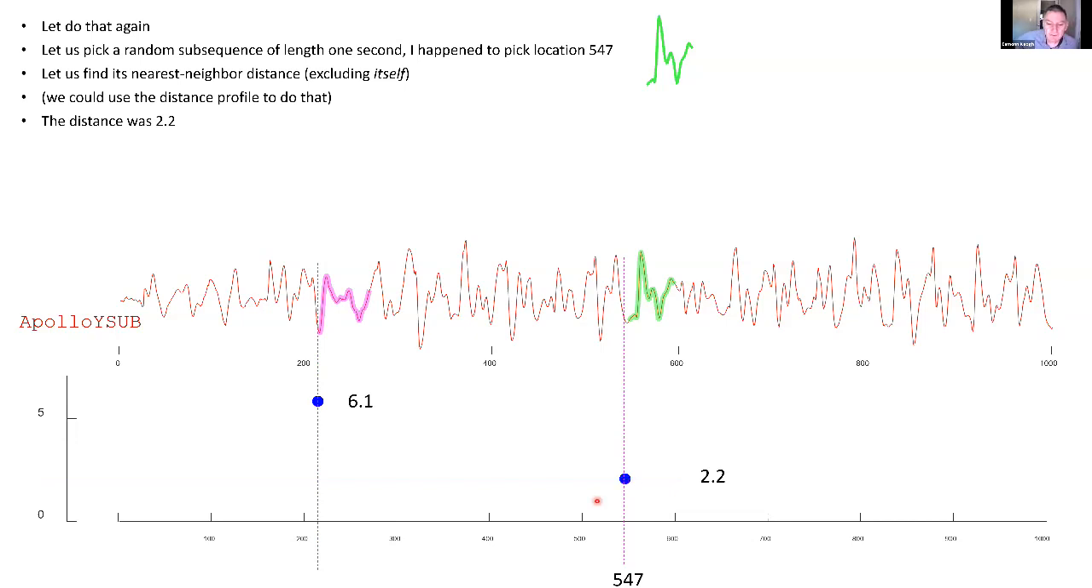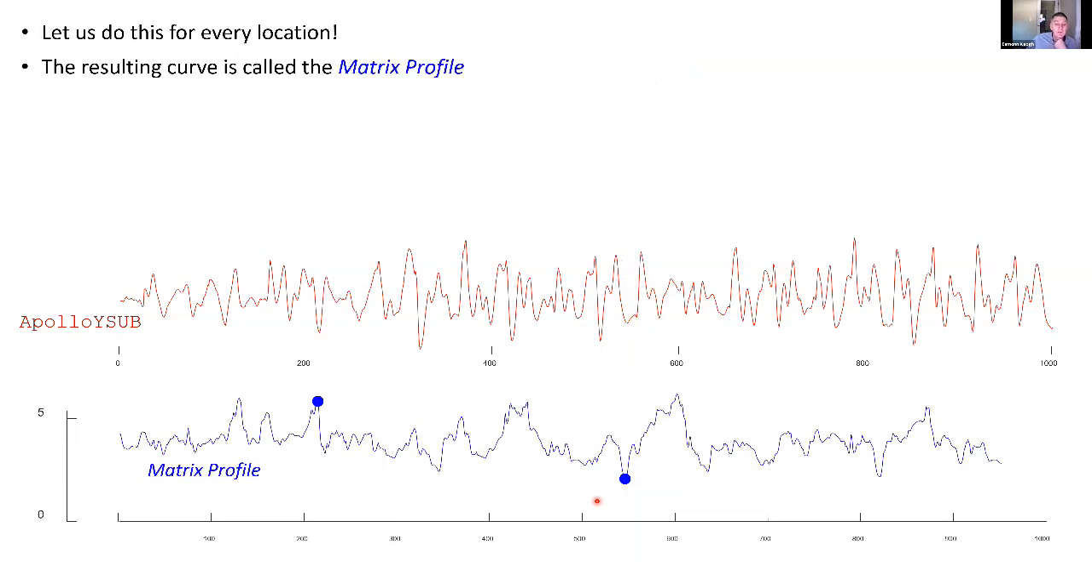Now let's imagine I do this for every single location in my Apollo Y subsequence. What would the blue dots look like? They look like this. This is called the matrix profile. So the matrix profile simply encodes for every subsequence how far it is to its nearest neighbor. And again, it's a very simple idea. My claim actually is that this matrix profile has metadata that will let you solve almost any problem you want very simply and easily.